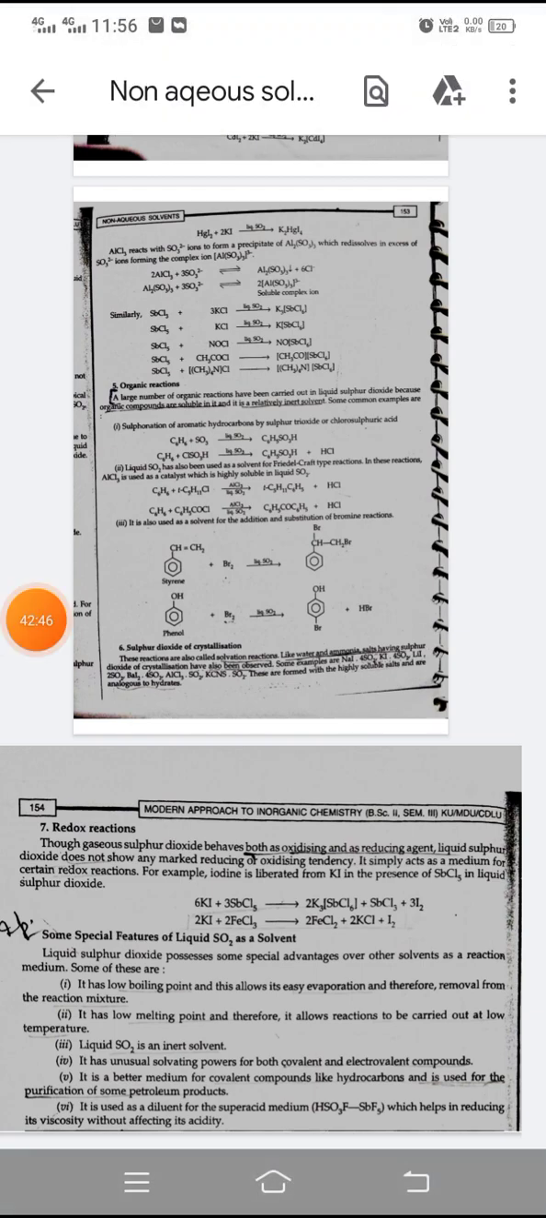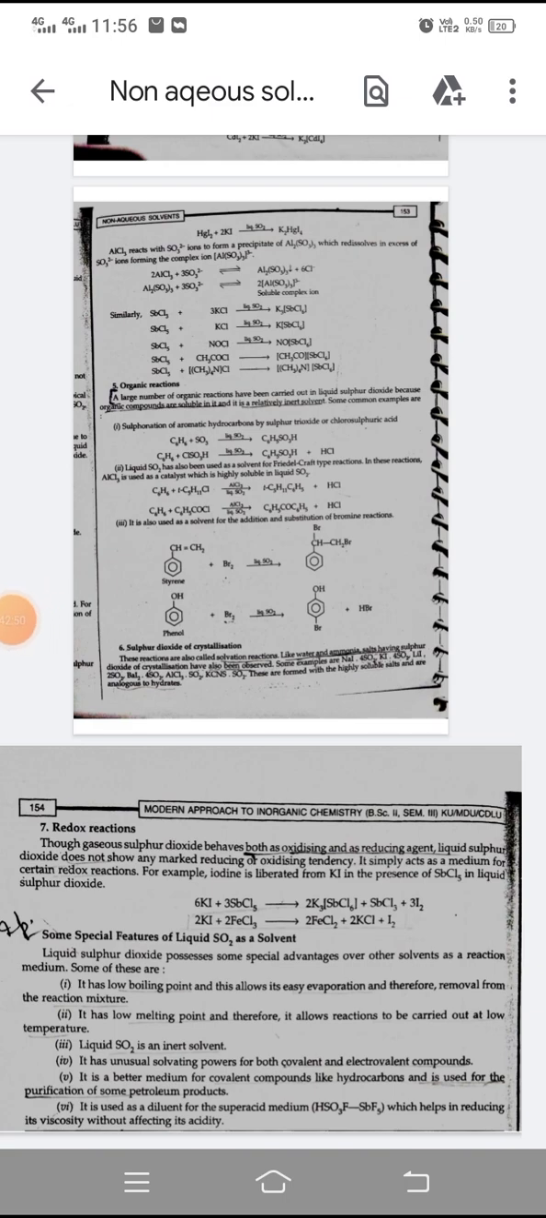For example, iodine is liberated from KI in the presence of SbCl5 in liquid sulfur dioxide. 6KI plus SbCl5 to give K3SbCl6 plus SbCl3 plus 3I2. 2KI plus FeCl3 to give FeCl2 plus 2KCl plus I2.